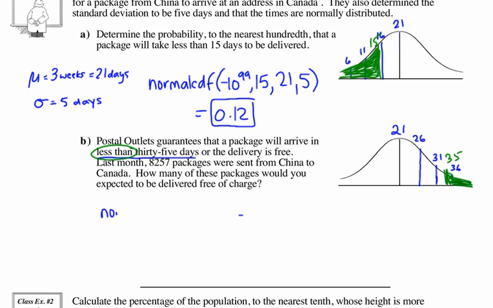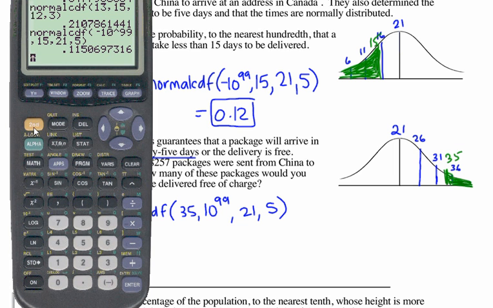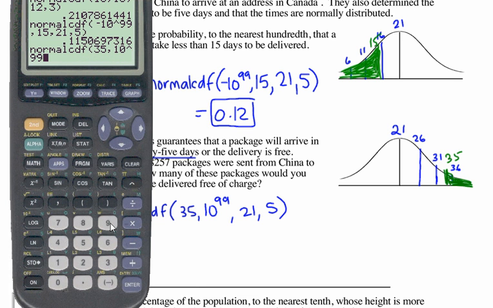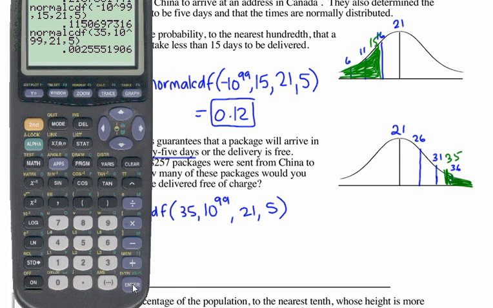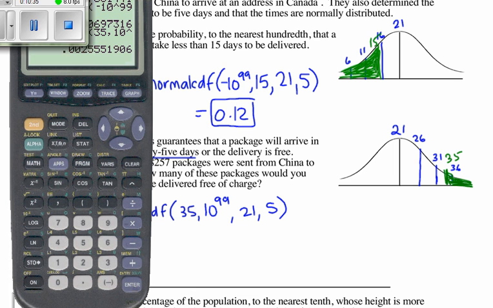So in our calculators, normal CDF, so left bound is 35. We want all the way till positive infinity. So 10 to the power of 99, comma, my mean of 21, comma, my standard deviation of 5. So my calculator, second vars, number 2, so from 35 to infinity and beyond, comma, 21 for mean, comma, 5 for standard deviation, and that gives us 0.0025.